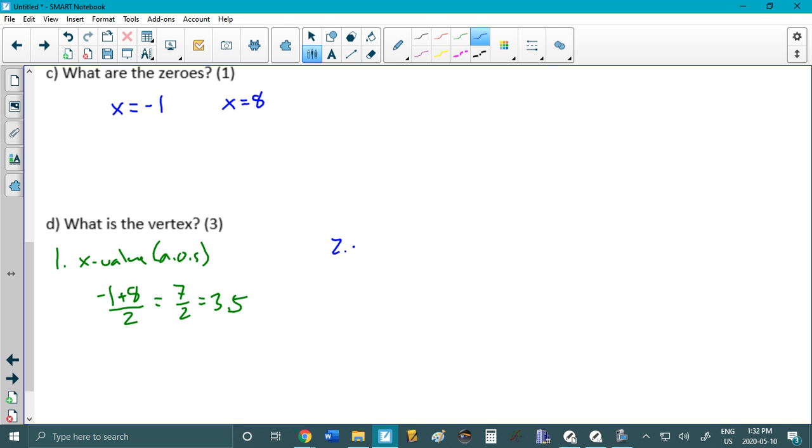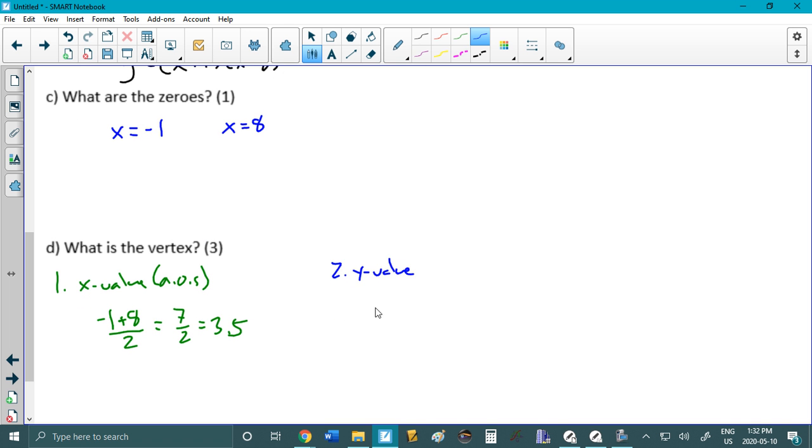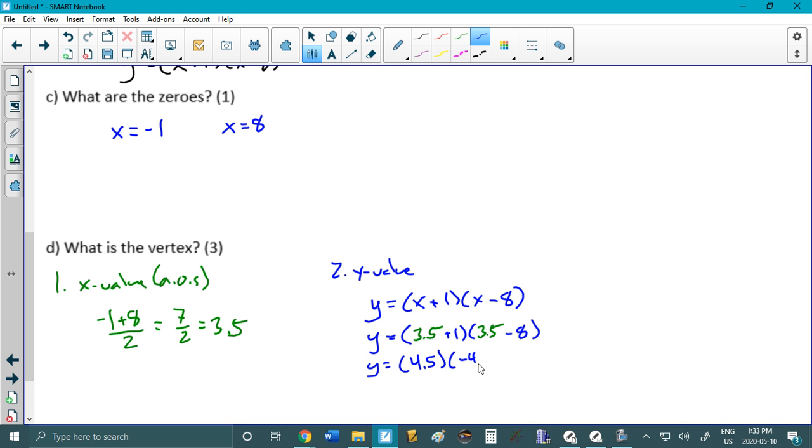Step 2 is the y value. And for that, we take the factored form. So y equals x plus 1, x minus 8. And we sub in 3.5 because we know 3.5 is the x value. And if we know x, this will give us y. And then 3.5 minus 8. 3.5 plus 1 is 4.5. 3.5 minus 8 is negative 4.5.